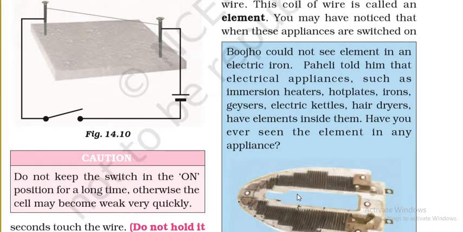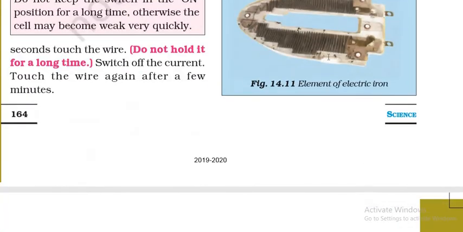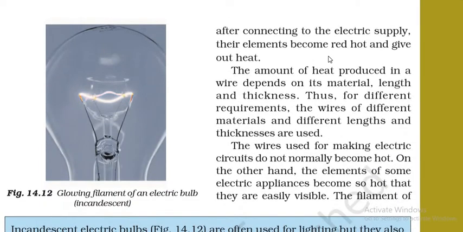I have got a coil of wire which is called an element, which actually will become red hot when the current passes through it, and this red hot element will help the appliance produce light or heat in some form. That is why we say heating effect of an electric current.